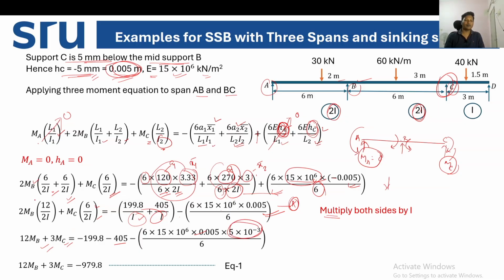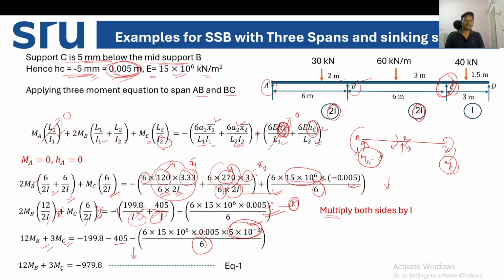So here if you multiply with I, I will be cancelled out. Here you multiply with I, it will be cancelled out. Here also you multiply with I, so I will be cancelled out. So you have to again multiply here the I values. So the I value is 5 into 10 to the minus 3 divided by L2.